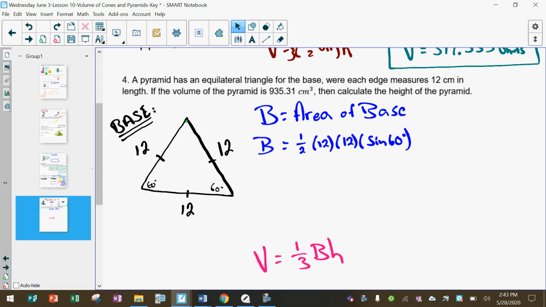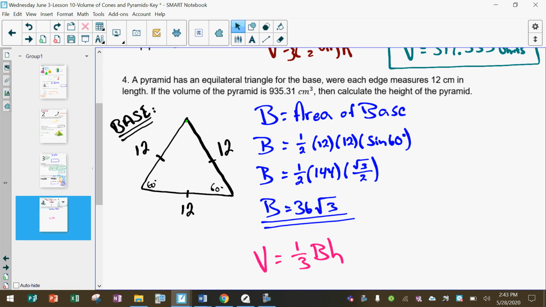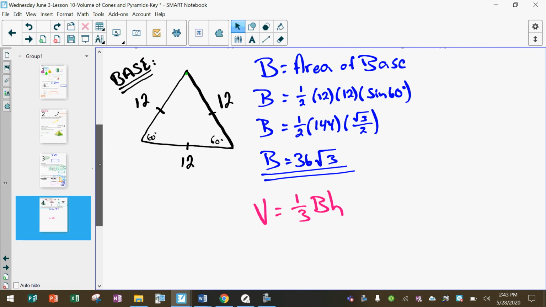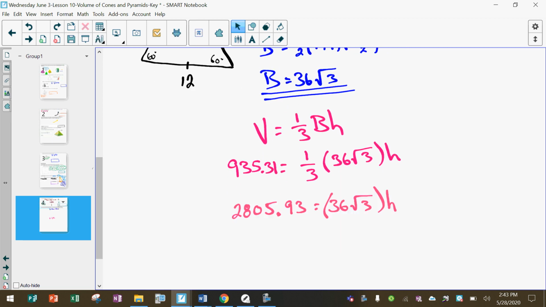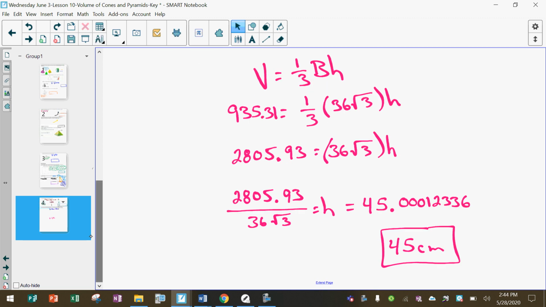I like to use 1/2 AB sine C because it's a very easy calculation. I can plug the numbers in right away. We know the sine of 60 is radical 3 over 2 because that's something that you had memorized. And then we can get the exact area of the base as 36 radical 3. Now that we know the exact area of the base, we can plug that in to our volume formula, plug in the volume that was given, multiply both sides times 3, divide by 36 radical 3, and round our answer. 45 centimeters.